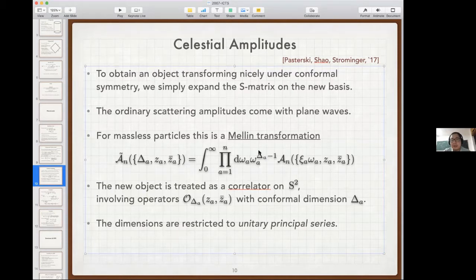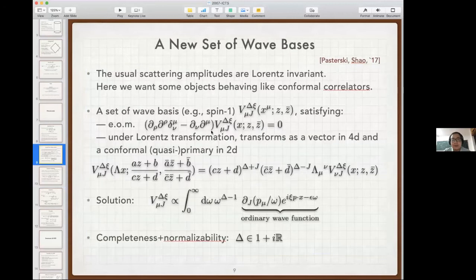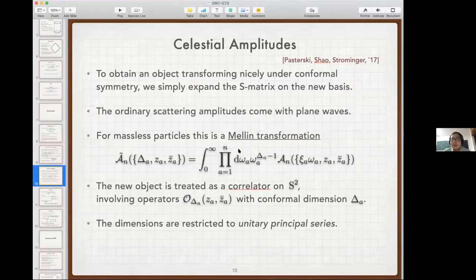Okay, so after this, the original energy of the particles goes away, their direction remains, and in addition, there's a new conformal dimension, something that looks like a conformal dimension, entering into the new object. And by the definition of these wave functions, it's easy to figure out that this new quantity should transform nicely under the conformal symmetry that's imposed on the 2D, which is parameterized by the Z and Z bar. And so for this reason, we can safely treat this new object as some conformal correlators on the celestial sphere. And this is what people nowadays call the celestial amplitude.